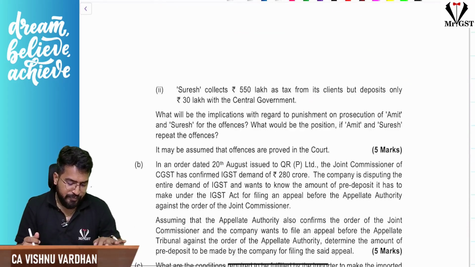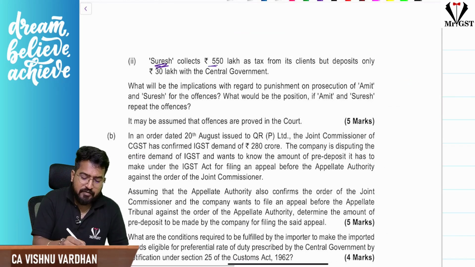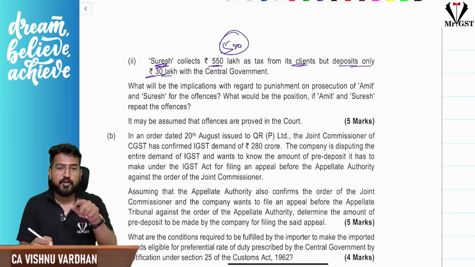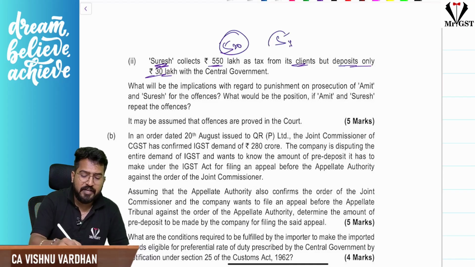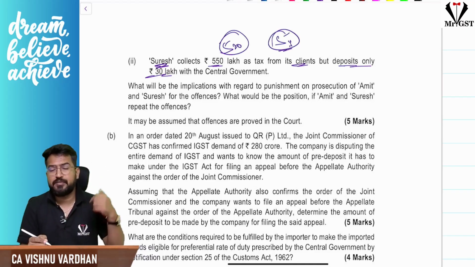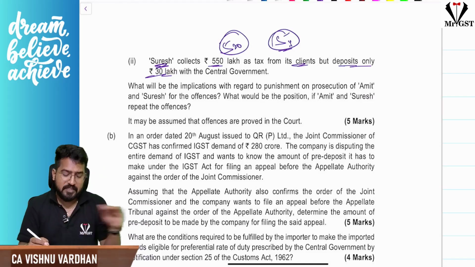You know that. Next, Suresh is collecting 550 lakhs from the client but depositing only 30 lakhs. That means 520 lakh amount involved. Tax collected but not paid to the government. Prosecution will come into picture. More than 5 crores means automatically up to 5 years imprisonment will come into picture. Up to 5 years means the maximum will extend to 5 years, not a standard 5 years.